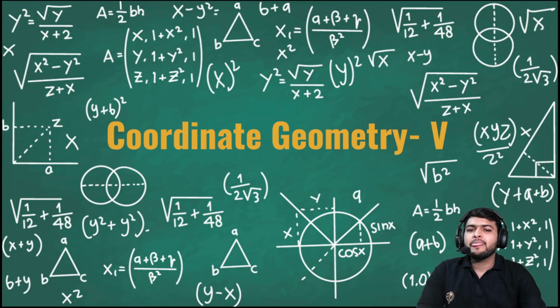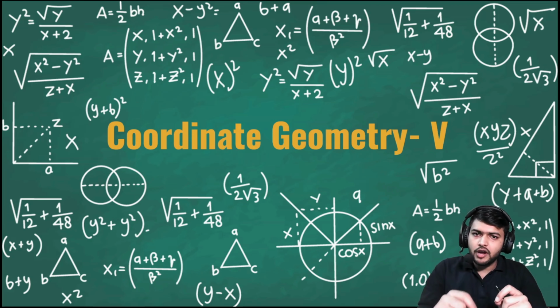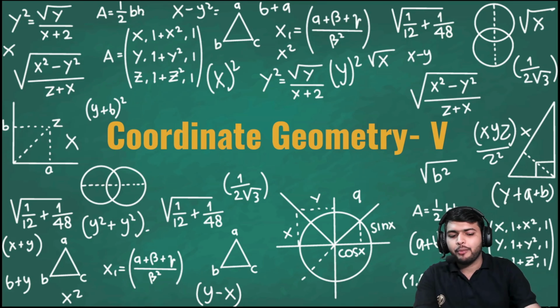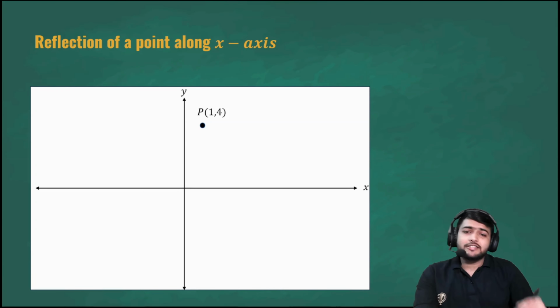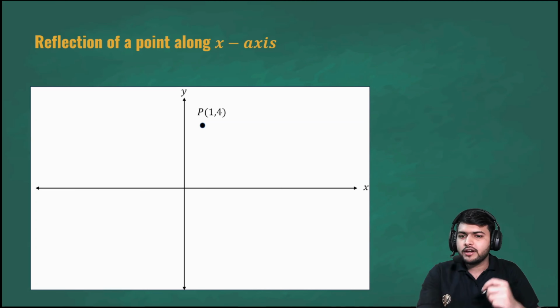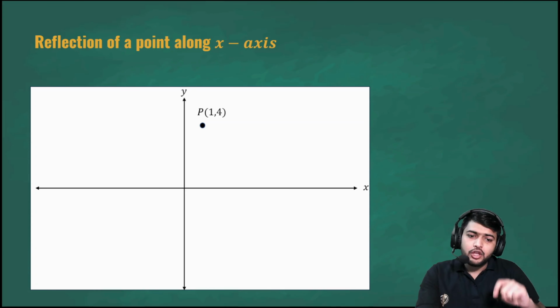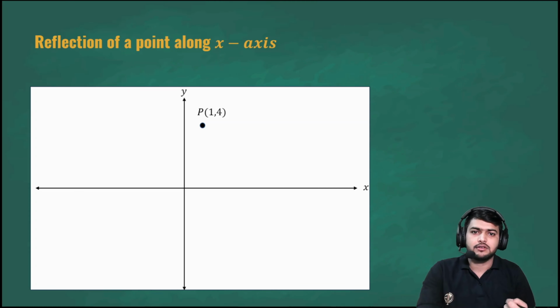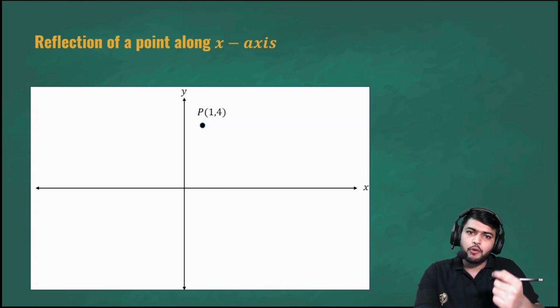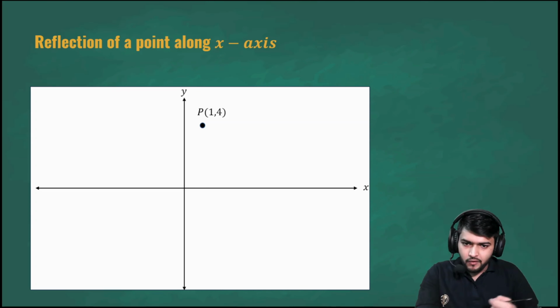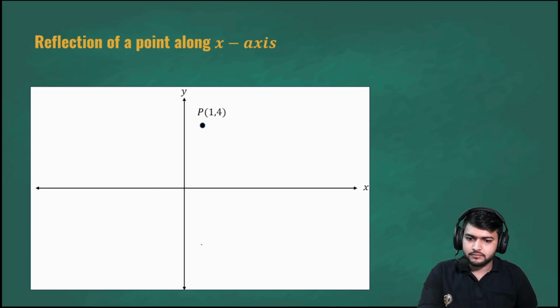I am Punit. This is the fifth video on coordinate geometry, and in this video we are going to discuss reflection of a point. Now let's say you are given a point P whose coordinates are 1, 4 and you want to find the mirror image of P along x-axis, or the reflection of this point along x-axis. Where will the reflection lie?